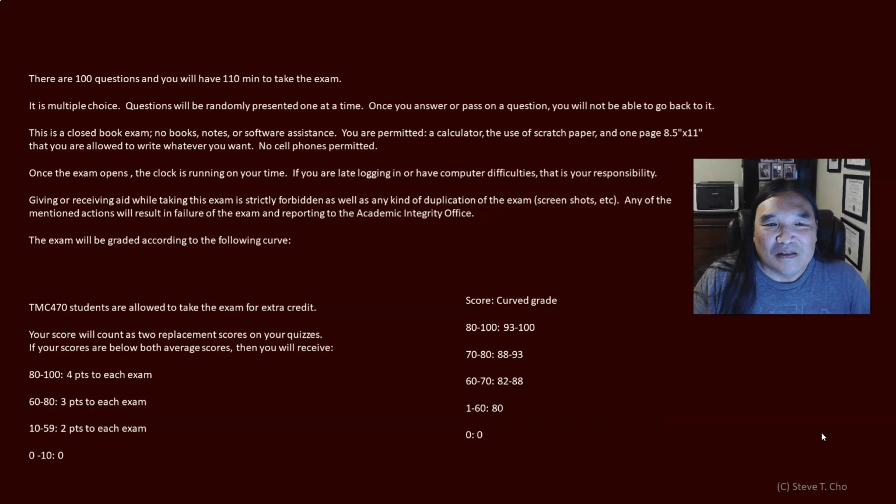Now, in terms of the PMP, here are the instructions so you can get it ahead of time. It's a multiple choice exam. Keep in mind, once you pass on a question, you can't go back on it. Now, if you look at the lower right, it is heavily curved. If you get 80 to 100, basically 80% is passing on the real PMP. So I give you a 93, you get an A. So if you're scoring between 80 and 100, it goes from 93 to 100, so it gets scaled.